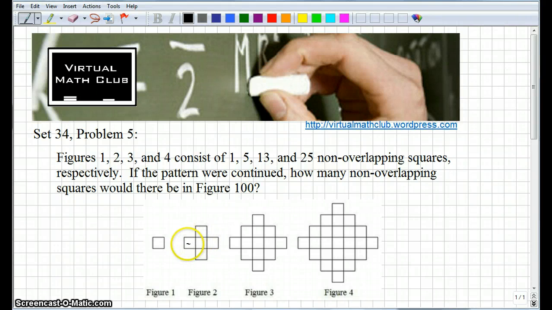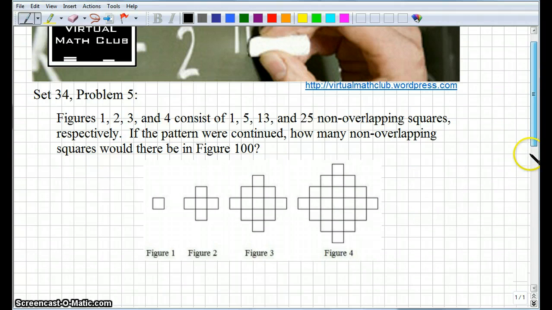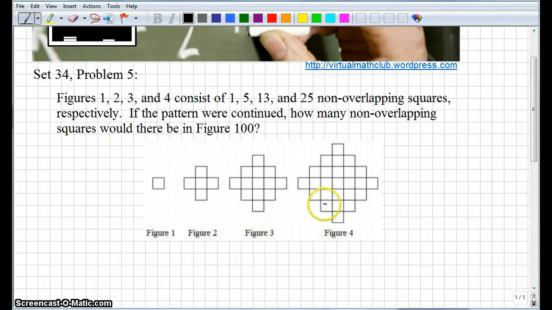Problem number 5. Figures 1, 2, 3, and 4 consist of 1, 5, 13, and 25 non-overlapping squares respectively. If the pattern were continued, how many non-overlapping squares would there be in figure 100? Oh boy. Well, I wouldn't recommend drawing these figures out up to 100. I would look at this and find a pattern.